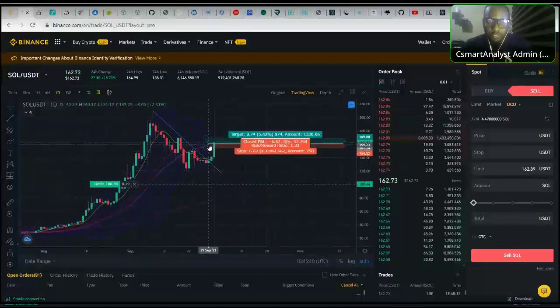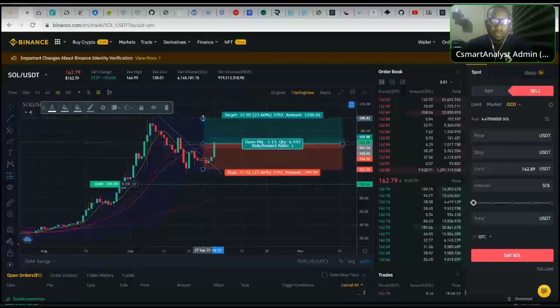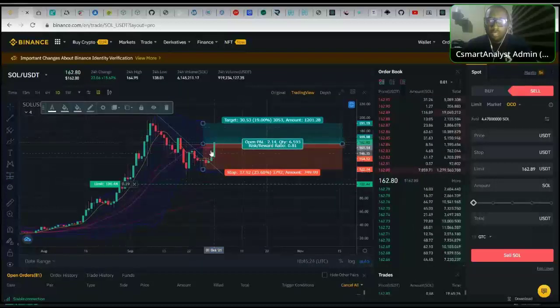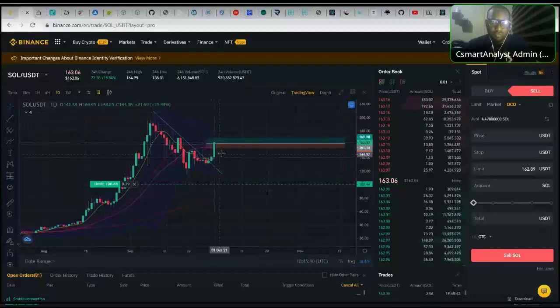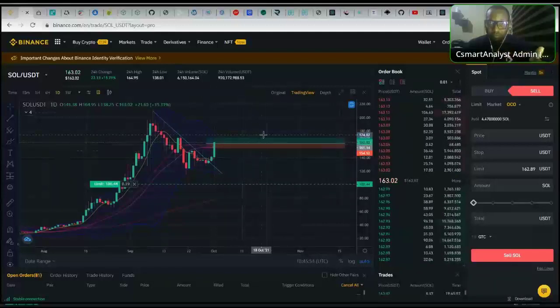Now you have it around here. This is my first target. My second target is here, that's 191. That's my second target for Solana. It's going to take some days actually, but for today, my daily target is around 170, 169. So if you want to place the trade right now, you can do the same thing. Your entry is 161, your stop loss is 154, and your target is 169.88 or thereabout. This is going to give you about 5.4% profit on whatever you put. If you put $1,000, you're going to make 5.4% in that trade.